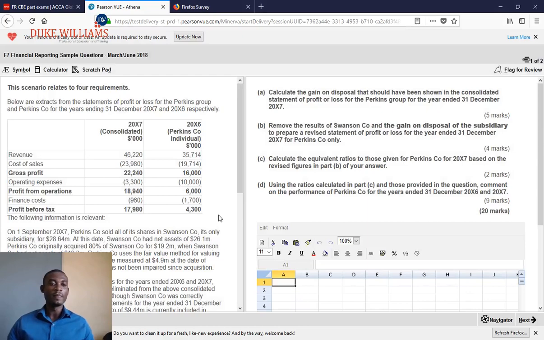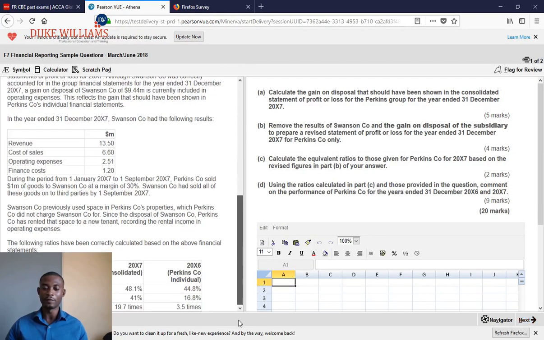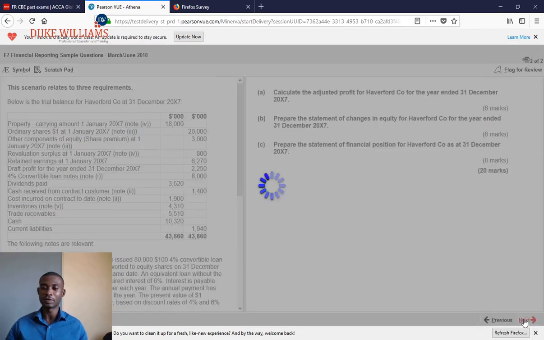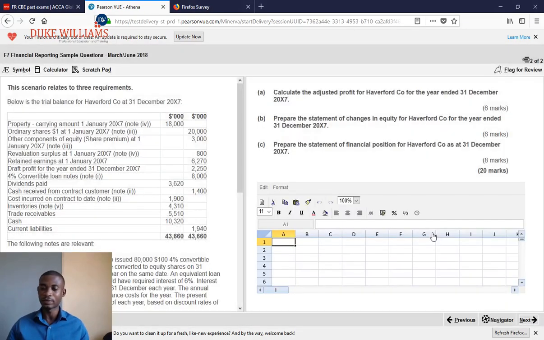Okay. So we want to do the single entity question, which is question 2 here. So let's view the full page and then we can go to question 2. Otherwise we could have used the navigator as well. Okay, here we are.